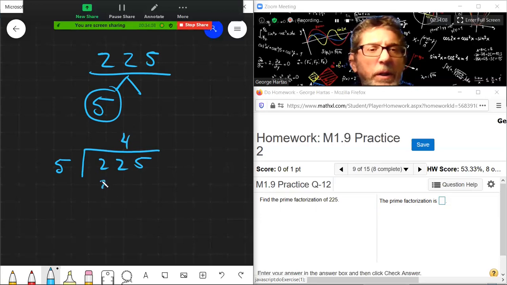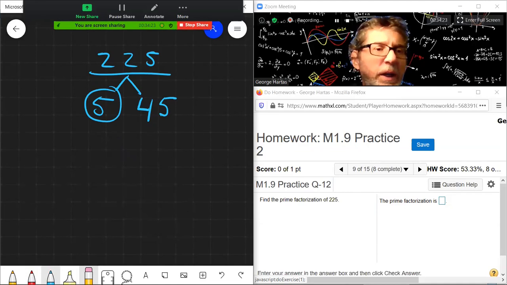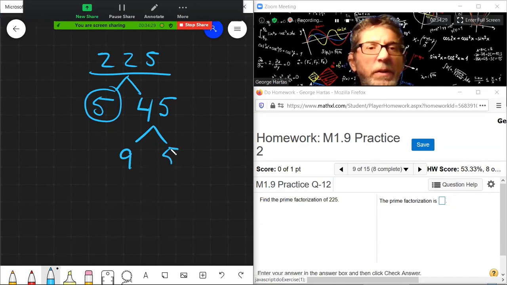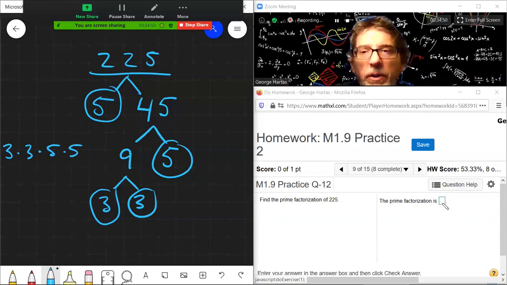Quick and dirty. Nothing fancy. 5 times 45 is 225. And then you said that, oh yeah, 45, that's the same thing as 9 times 5. Correct. Circle your primes. Our final answer in factored form, 3·3·5·5. They don't specify exponential form, so we have to assume that's what they want. Let's try it, see what happens.